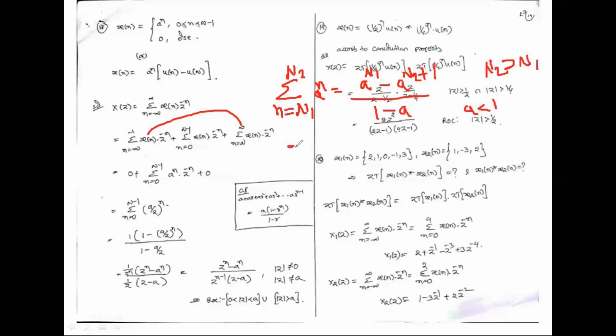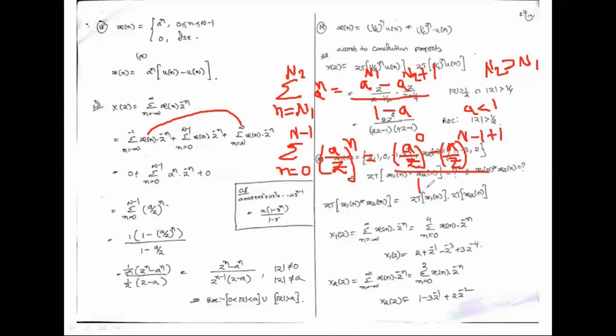Now what is n1 here? The sum for n equal to 0 to n minus 1, so n2 is n minus 1. What is the a here? a by z, whole power n. I am taking a as a by z whole power 0, because n1 is 0, minus (a by z) whole power n2 plus 1, which is n minus 1 plus 1, whole divided by 1 minus a, where a is a by z.